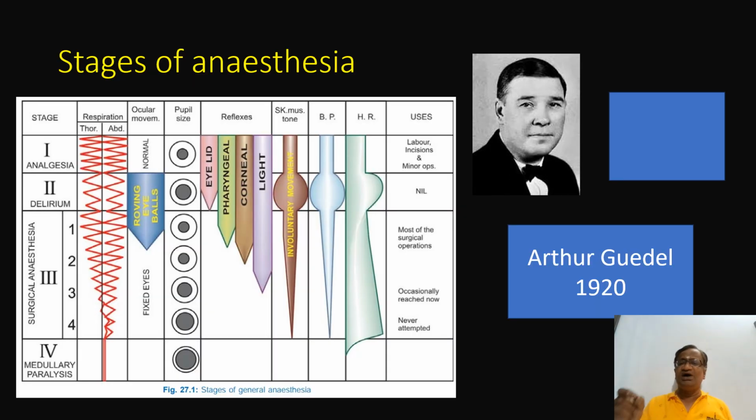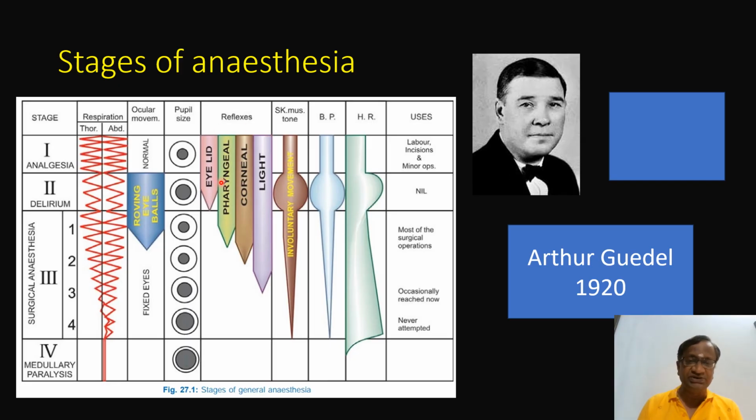The first time, Arthur Guedel in 1920 proposed the stages of anesthesia. Stage 1, stage 2, 3, and 4. Stage 1 means everything is fine. Mild analgesia going on to a level of some amnesia. Respiration is fine. Ocular movements are normal. Pupil size is normal. There is no suppression of reflexes in stage 1.